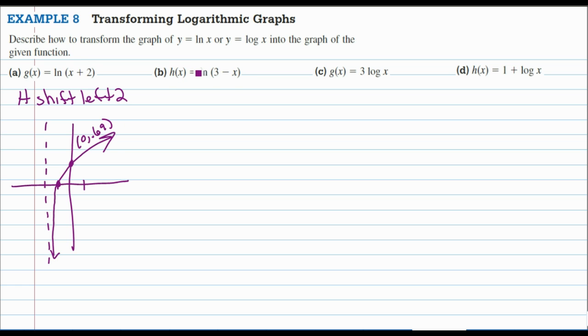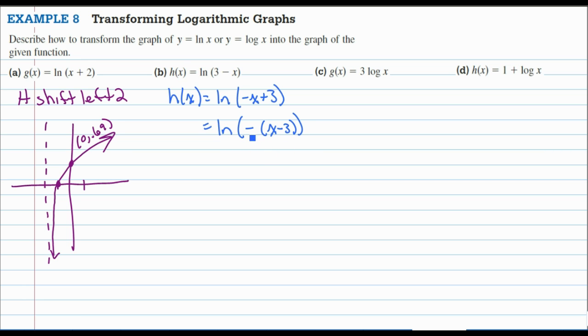Part B, h of x equals the natural log of 3 minus x. Uh-oh, here we go. We've got two transformations that are horizontal. Pay attention. You have to first rewrite h of x as the natural log of, now I want the x term first, trust me on this one, so I'm going to put -x plus 3. Now I'm going to take the natural log and I'm going to factor out the negative. So I have -x minus 3.